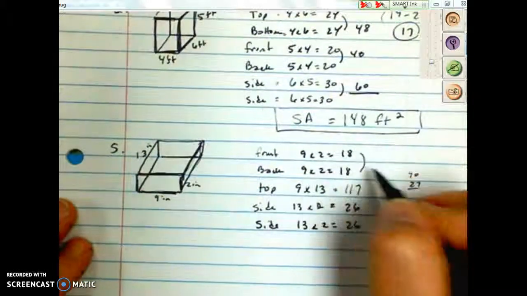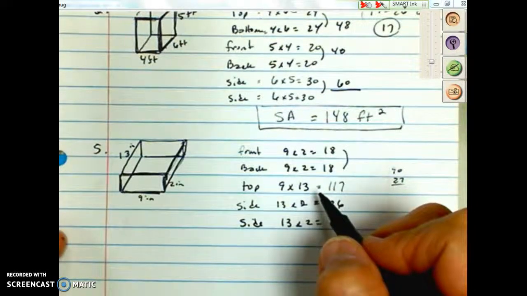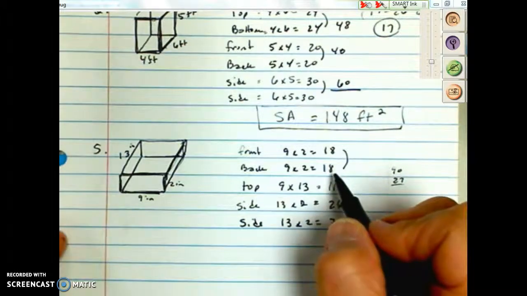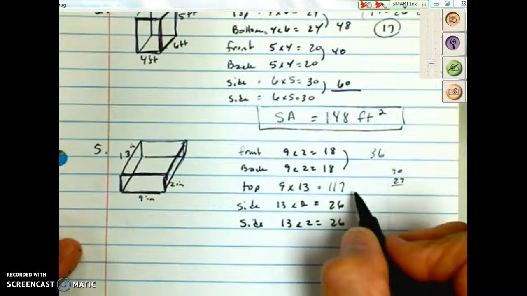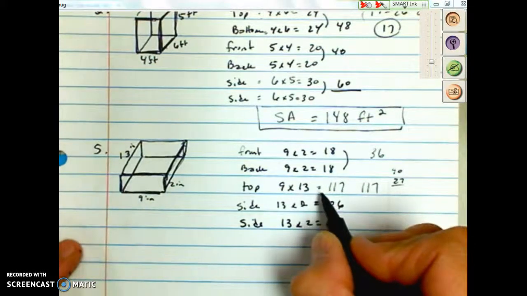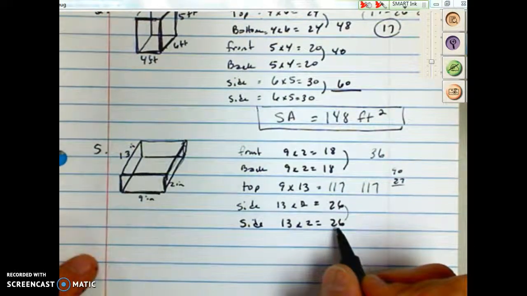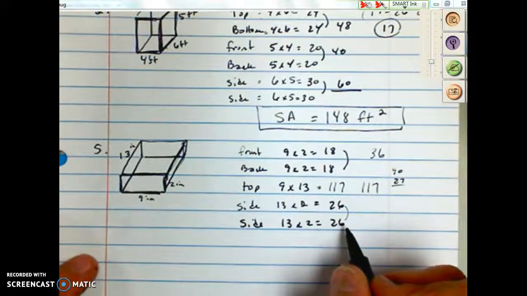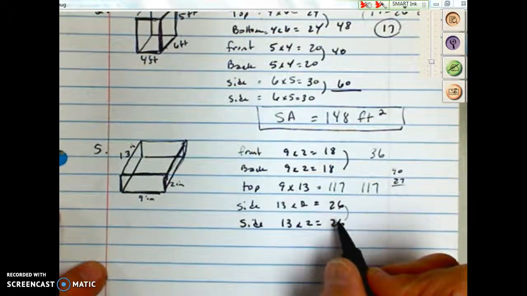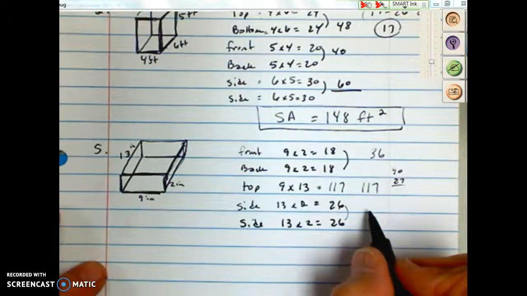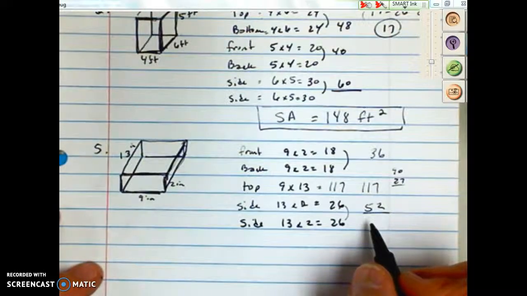So if we add up 18 plus 18, we have 10 plus 10 is 20, and 8 plus 8 is 16. So 20 plus 16 is 36. 117, of course, we just do once because we're not going to frost the bottom of the cake. And then 26 plus 26, 20 plus 20 is 40, 6 plus 6 is 12. And so 40 plus 12 is 52. So if you said 52, you are correct.